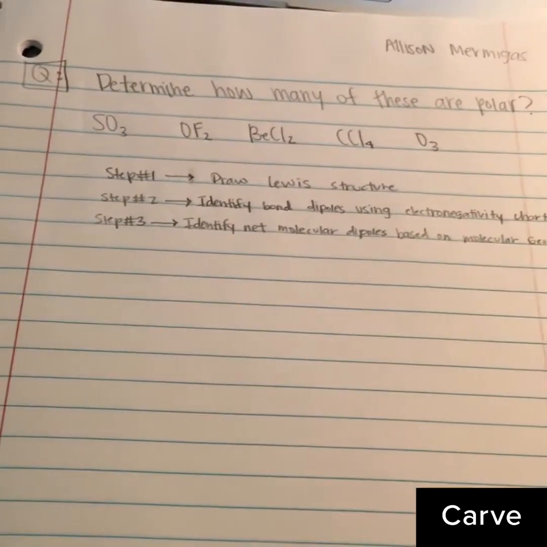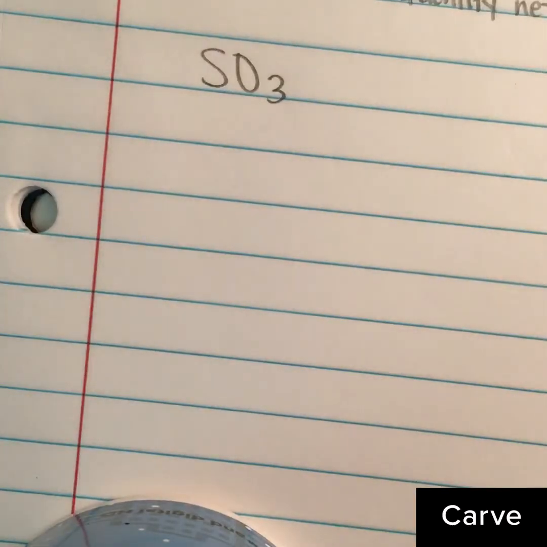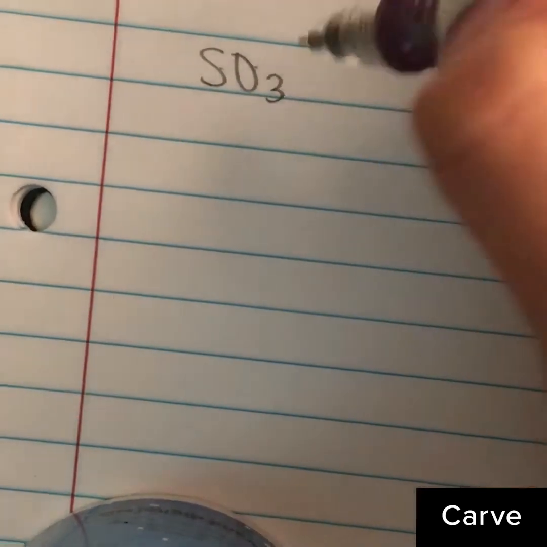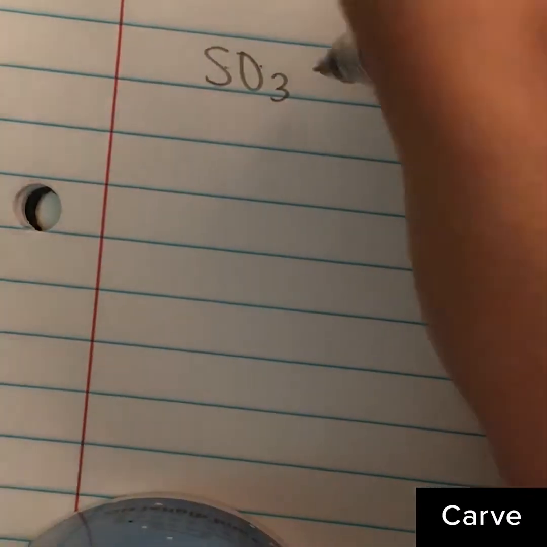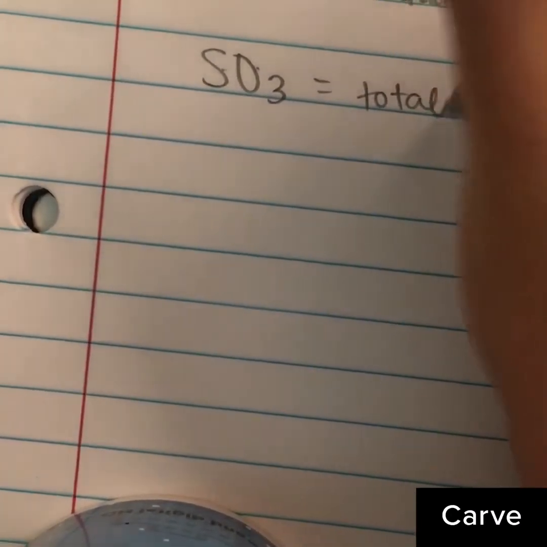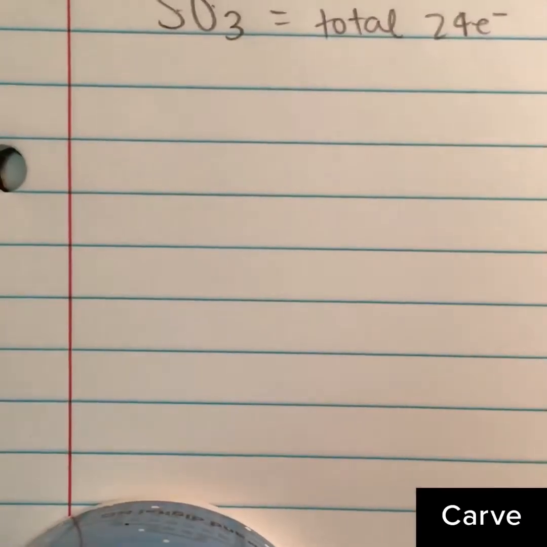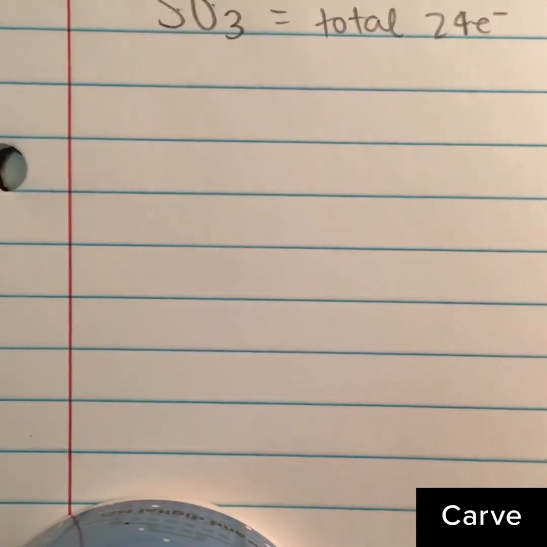polar or nonpolar. So we're going to start with our first molecule, SO3, and the first thing we want to do is to draw the Lewis structure for this. So what you do to start out is you count the valence electrons of this molecule. S has 6 and O also has 6, but there's 3 O's, so you have a total of 24 electrons. Okay, so now you're just going to start drawing your structure.